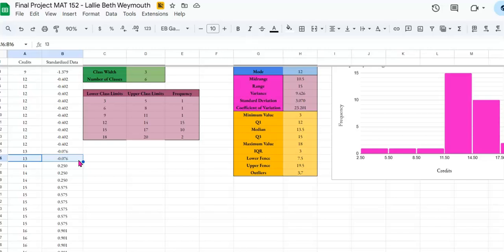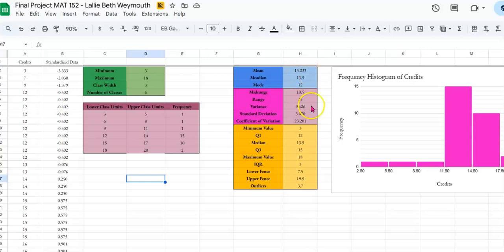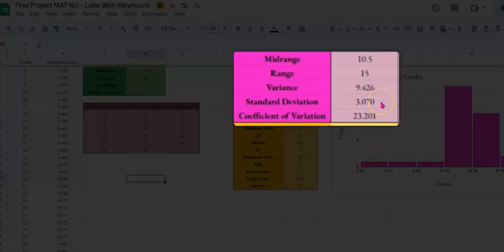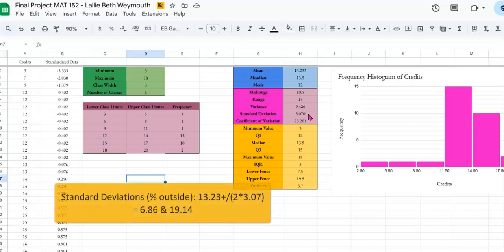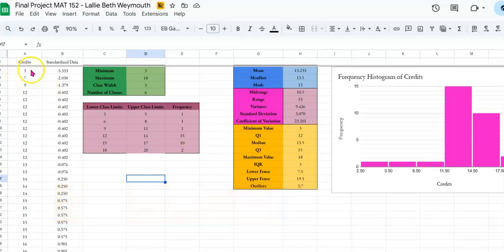Lastly, the percentage of data beyond 2 standard deviations from our mean. So 2 standard deviations would be about 6. So 13 plus and minus 6.14 would be 6.86 and 19.14. And the only value below this is 3 right here. So that means that only 3.33% of our data is outside of 2 standard deviations from the mean.